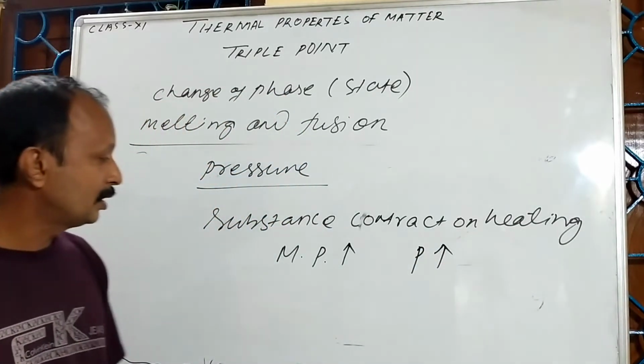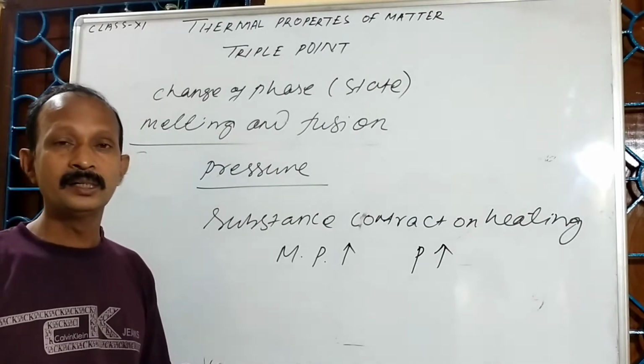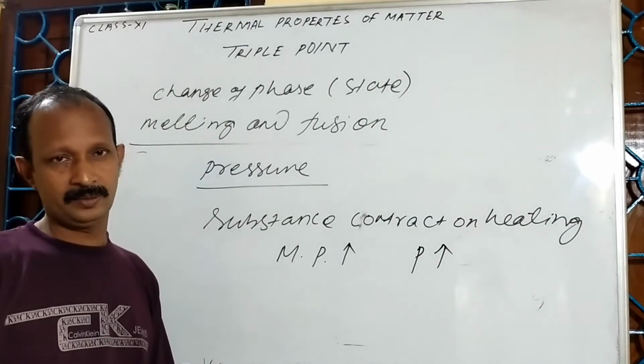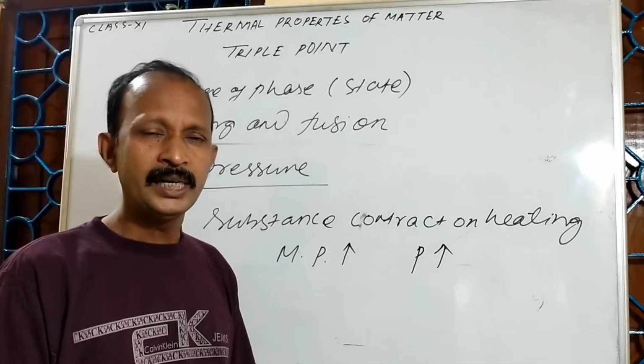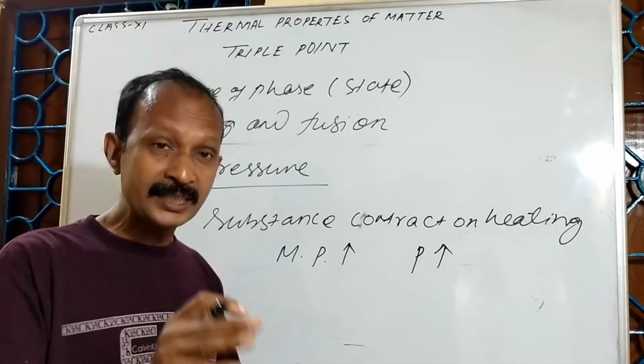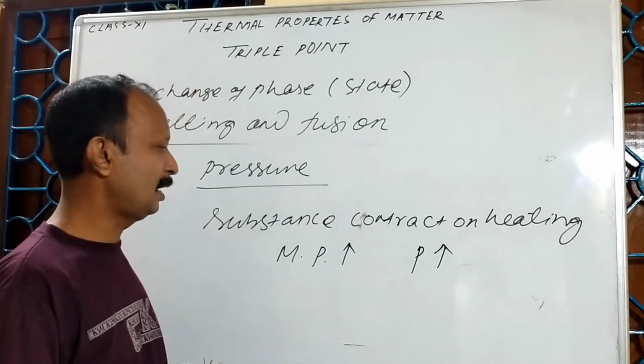Pressure increases but melting point decreases. That means at what temperature should it melt? It will melt at less than that temperature. One example I shall give.